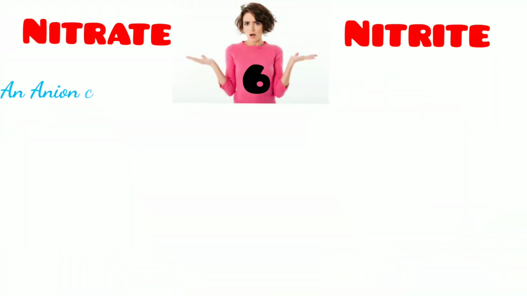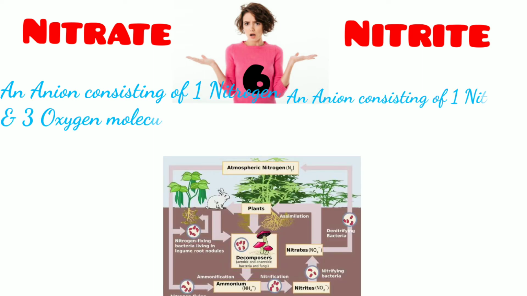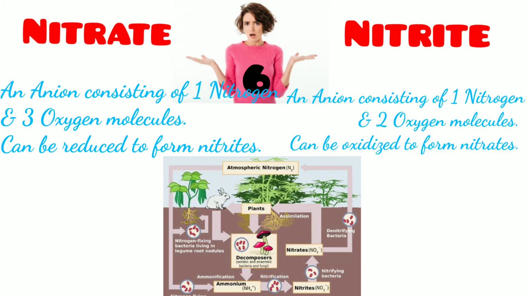And the sixth pair of words that we have is nitrate and nitrite. Now this pair of words is often confused when children learn about nitrogen cycle. That is in mineral nutrition of plants. You will be reading it over there. While nitrate is an anion consisting of 1 nitrogen and 3 oxygen atoms, that is NO3-, while nitrite is NO2-. Nitrate can be reduced to form nitrite, while nitrite can be oxidized to form nitrate. And I hope you will not be making this silly mistake from now on. Be clear with nitrate and nitrite.